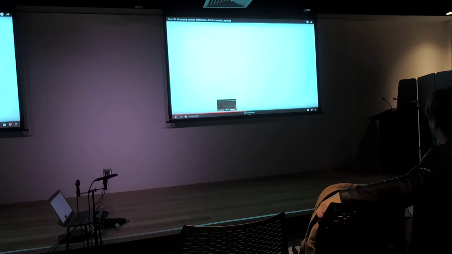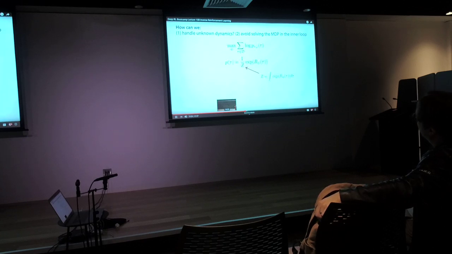Okay, so how can we scale this up to more complex problems? In particular, how can we handle unknown dynamics, and how can we avoid solving the MDP in the inner loop of the optimization? So here's the formulation. If we don't know our dynamics, we can't analytically compute our partition function Z. And so instead, we're going to use samples to estimate our partition function.